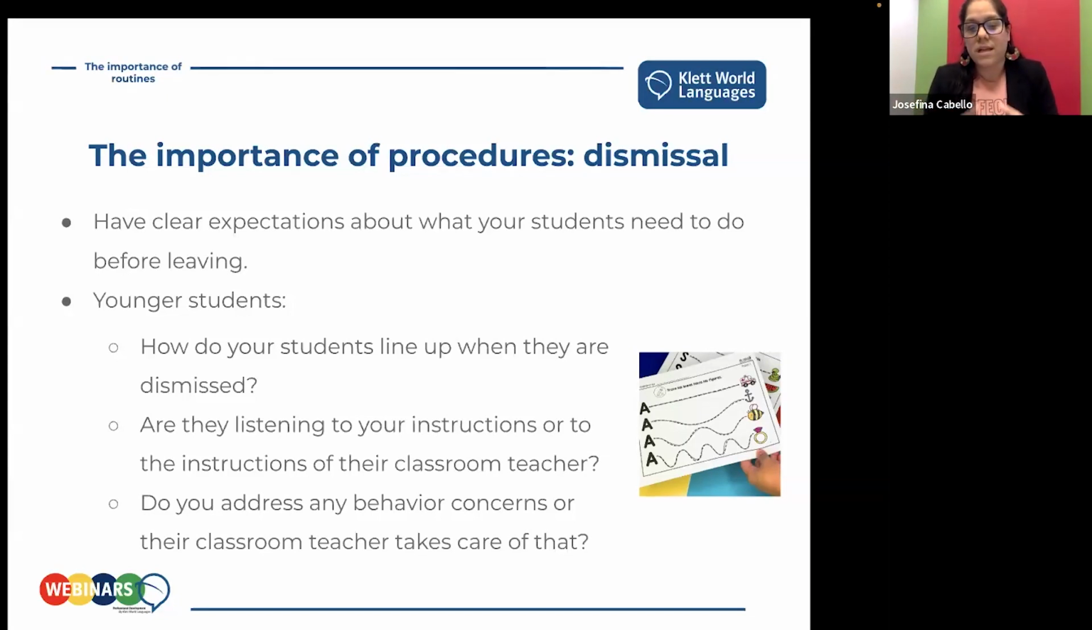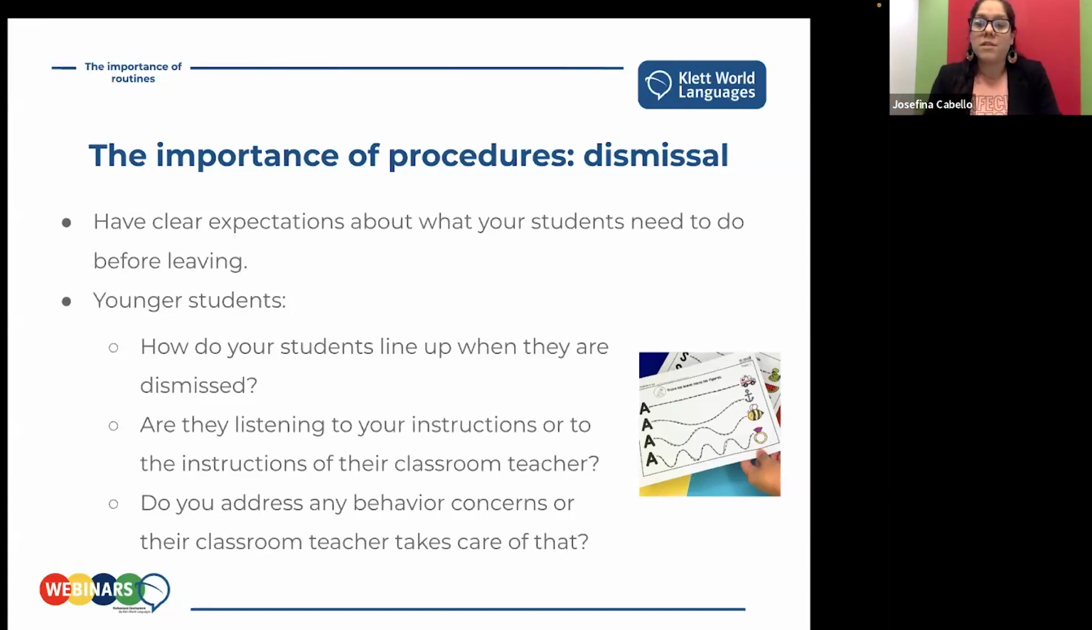Another thing that's important, if you have any behavior concerns, who takes care of that? If you had a student who was a little bit disruptive, who was not listening, who was not following instructions, do you address that as the boss of your class? Or do you share that with the homeroom teacher, and the homeroom teacher takes care of that? That's also very important to know: who is going to take care of that once your class is over. So that's something that you need to figure out, or come to an agreement with the classroom teacher to see who's going to take care of those things.